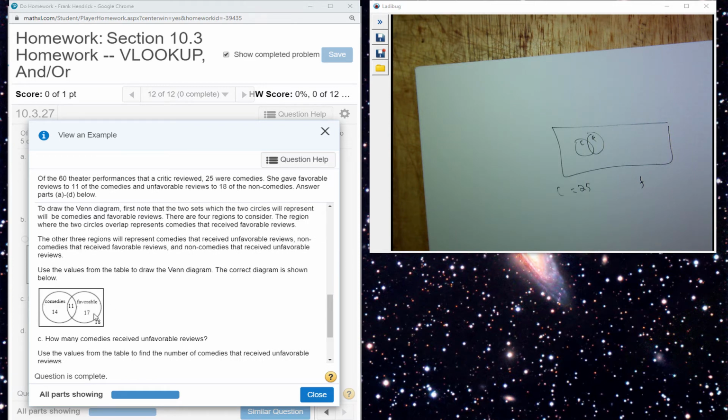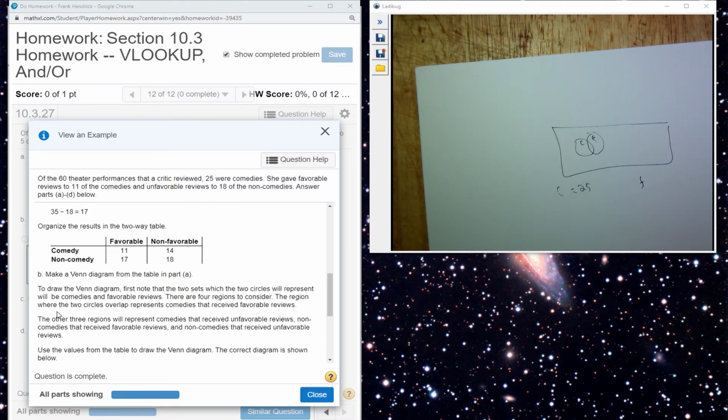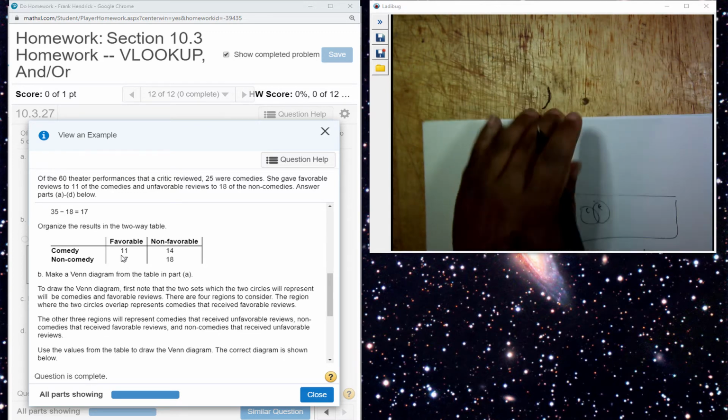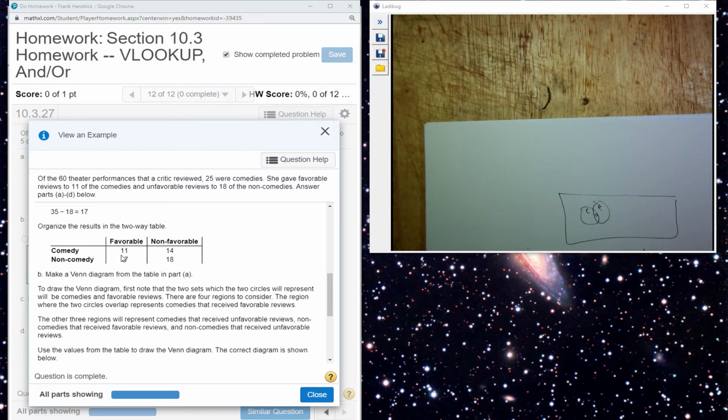So they ask questions about it. We know there's a total of 25 here. So how many comedies were favorable? That's the overlap here, 11. Since we know there are 25, there were 14 that were non-favorable. So they're not going to be inside the favorable ones here.